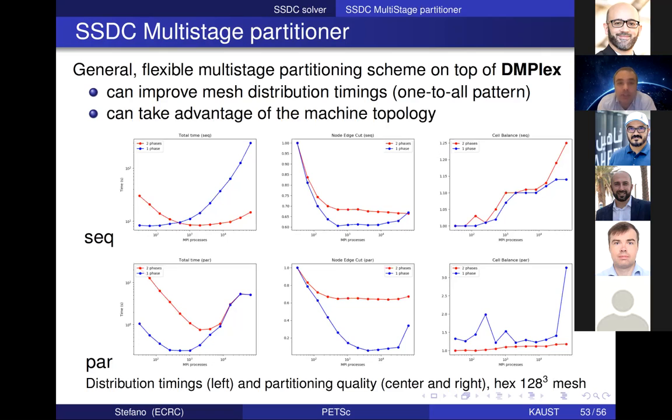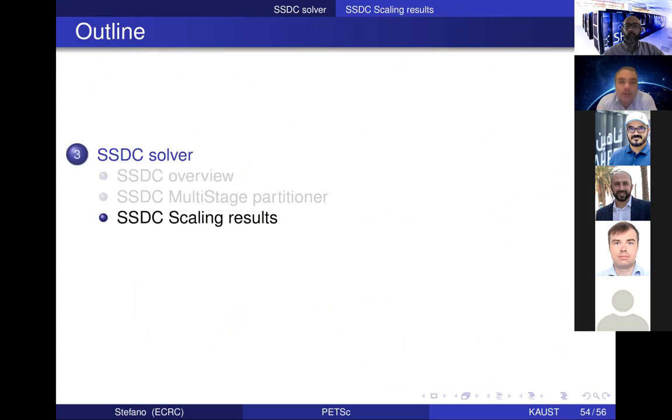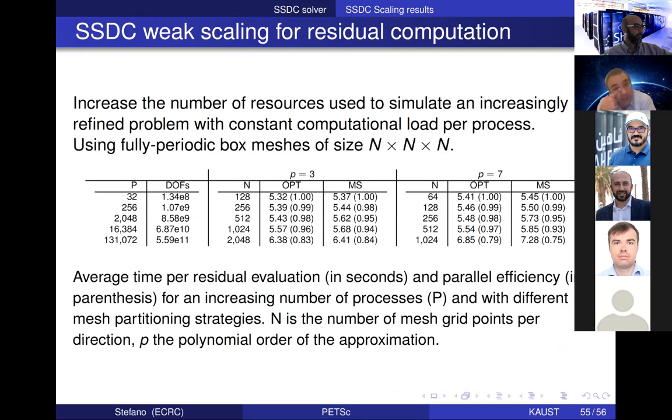In the first phase, I partition to 1 process per node of Shaheen, and in the second phase, I partition within the node. And as you can see, partitioning with a large number of processes, I guess 65,000 processes, can take a while if you use a standard 1-level partitioning, while using a 2-stage partitioning, this is a logarithmic scale, so the gap is huge here. Just in 10 seconds, we can partition the mesh, and the mesh has high quality, like better edge cut and all this stuff.